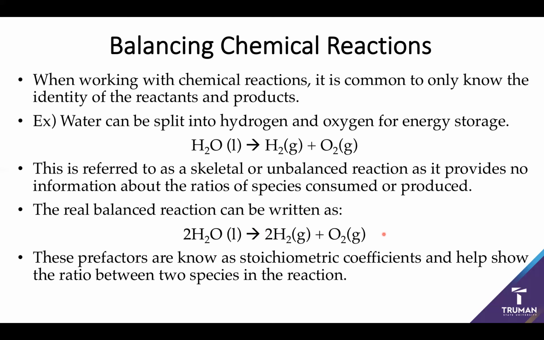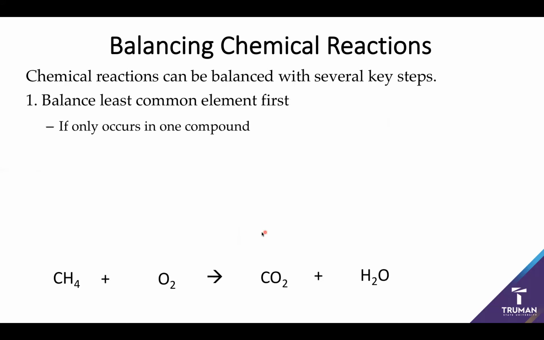Now, the trick is, how do we actually balance chemical reactions? Well, you can do it through several key steps. So let's go ahead and start with a good general chemical reaction. This is combustion of methane. A little bit less green, but at least CO2 is less of a greenhouse gas than methane is. And this does produce energy.